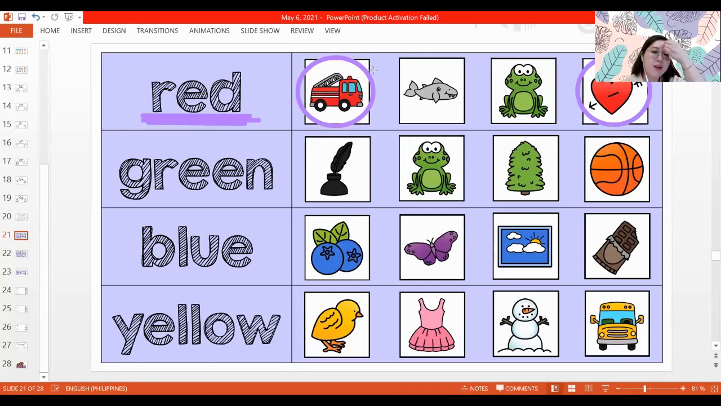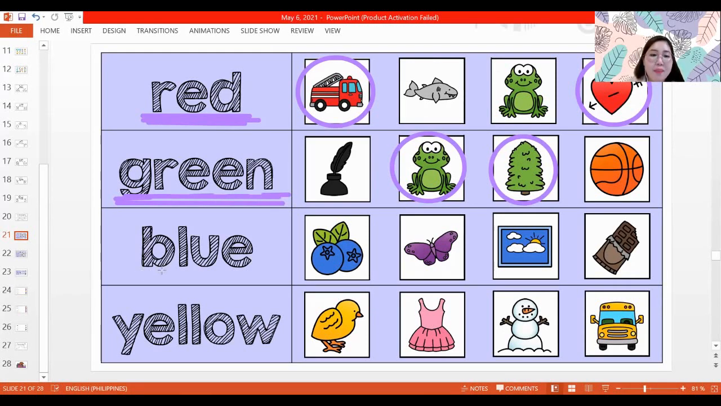Next one, we have G-R-E-E-N. That's not gray. That is the word green. Very good. This is the word, what again? The color word green. Just like our frog and the tree, they are all color green.